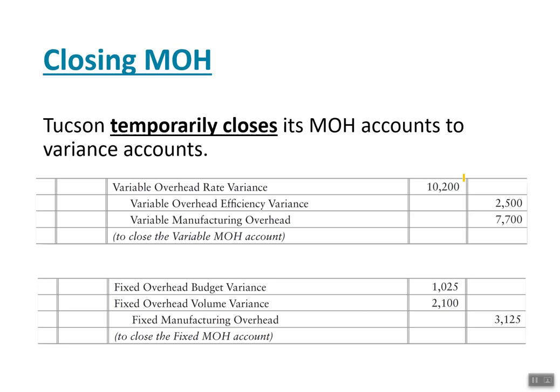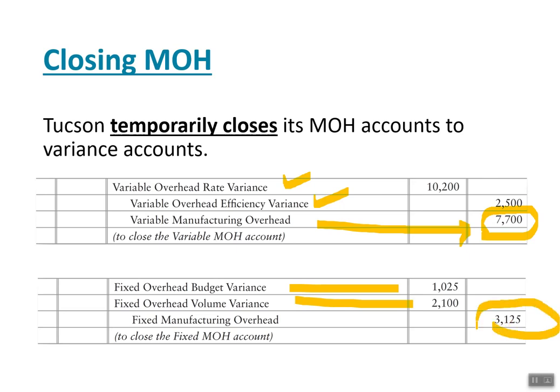We close out our temporary accounts. Okay, so these are the different variances that we close out. And you can see that this goes into our variable manufacturing overhead account, which also will be closed out later. Don't worry again too much about this. I'm just showing it to you. We close out those two variances, put it into the fixed manufacturing overhead.